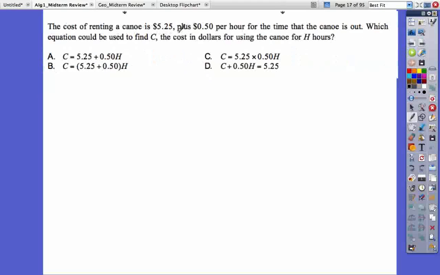525 plus, so I'm dealing with plus, so I should automatically get rid of this one. And I want to know what my cost is equal to, so I should get rid of D as well. And I don't want to multiply my 525 times H, which is what that does because you distribute it. I only want to pay the 525 a one-time fee and then 50 cents per hour. So that means my correct answer will be A.